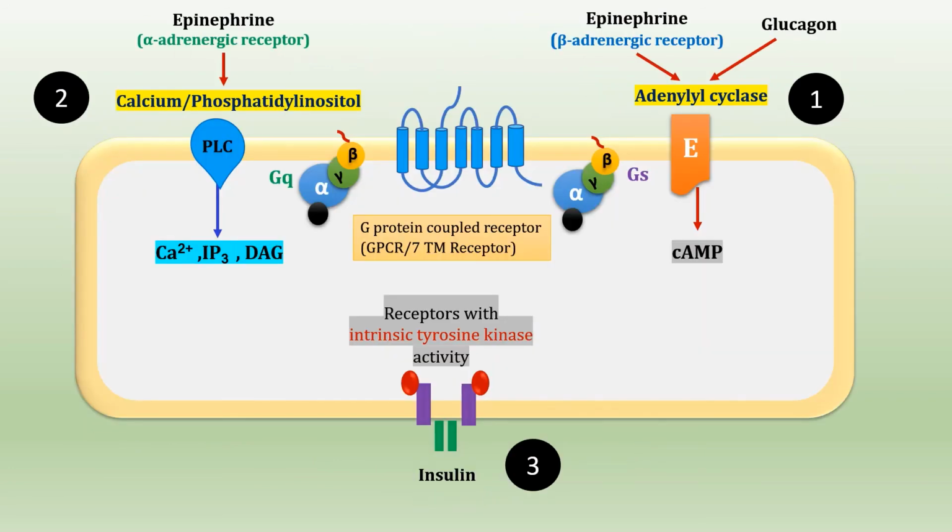Let's summarize today's session. There are three major signaling pathways of metabolic regulation. The first one involves adenylyl cyclase, and cyclic AMP is the second messenger in that pathway. Glucagon and epinephrine act through that pathway. The second is the calcium phosphatidylinositol pathway, wherein calcium, inositol triphosphate and diacylglycerol are second messengers. Epinephrine acts through this pathway involving the alpha adrenergic receptor. The third pathway involves receptors with intrinsic tyrosine kinase activity, and insulin acts through this pathway.